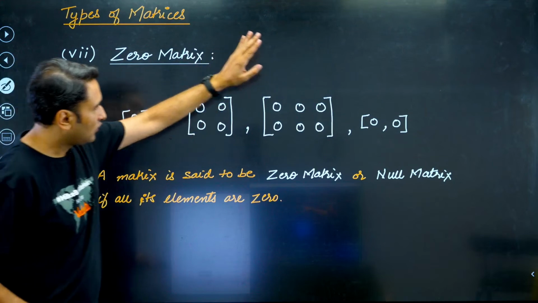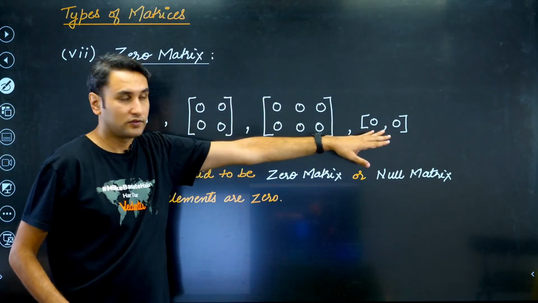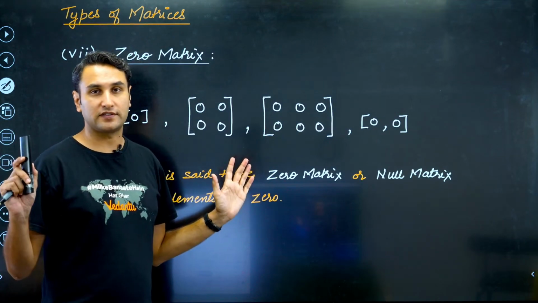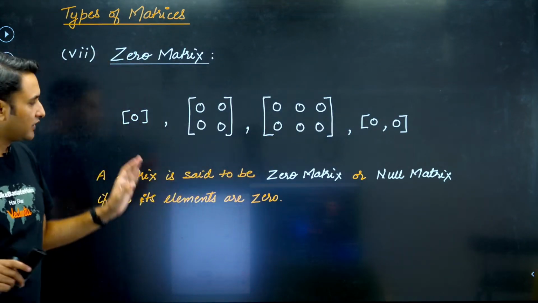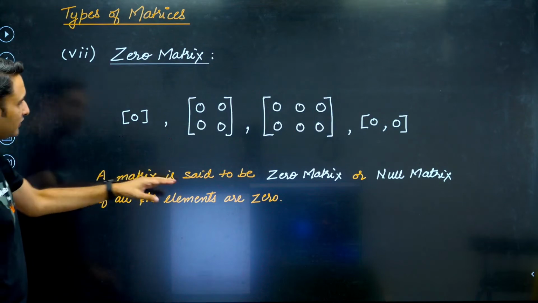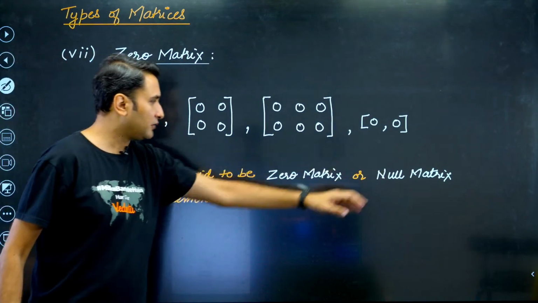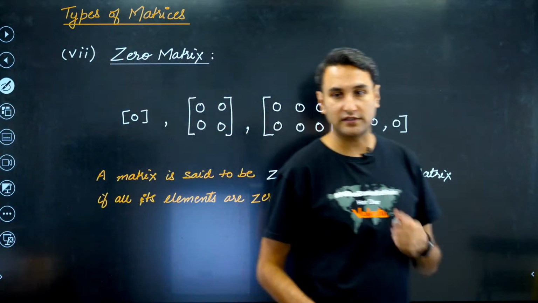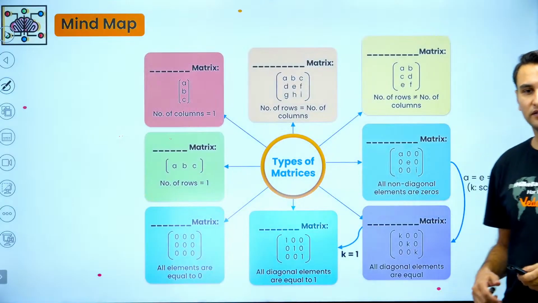All are 0. It need not be a square matrix. It can be any matrix. But if all the elements are 0, it is a zero matrix. A matrix is said to be zero or null matrix if all its elements are 0, as simple as that. Clear? So we can move ahead.